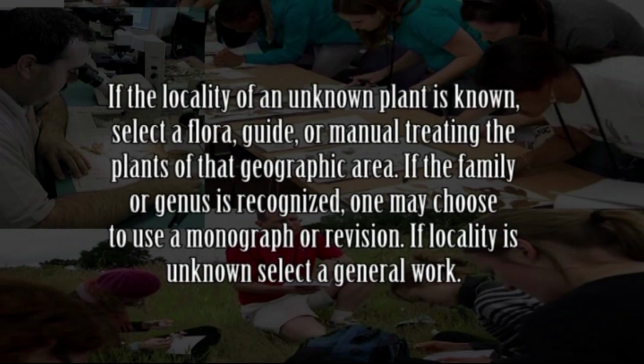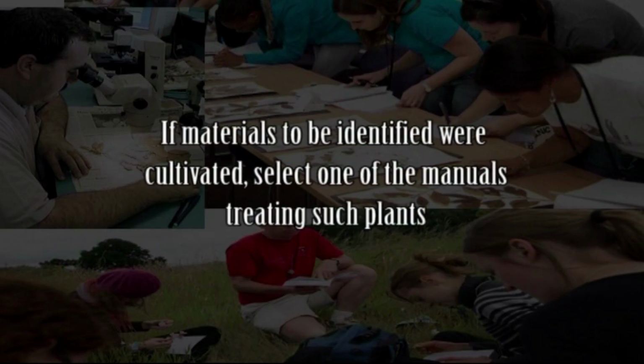If the locality of an unknown plant is known, select a flora, guide or manual treating the plants of that geographical area. If the family or genus is recognized, one may choose to use a monograph or revision. If locality is unknown, then select a general work. However, if material to be identified were cultivated plants, then select one of the manuals treating such plants, since most floras do not include cultivated plants unless naturalized.